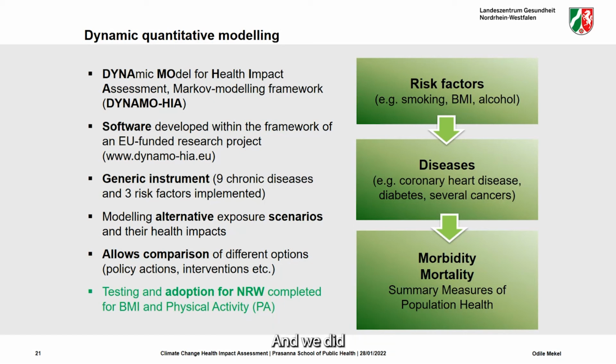And we used this model for North Rhine-Westphalia for body mass index and physical activity. And physical activity is not a risk factor that's already included, so that was one we inserted, worked on to get it into the model.